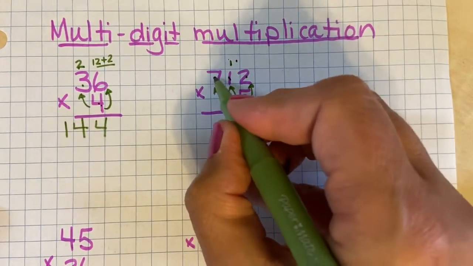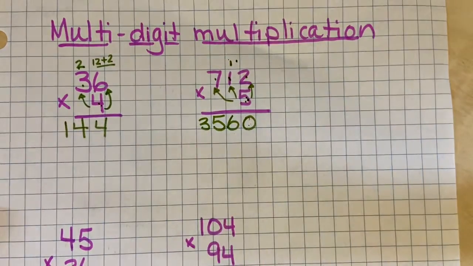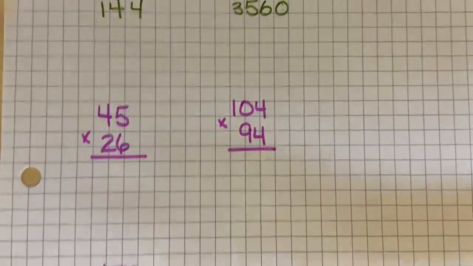Then I would do 5 times 7. Now it's my last number, so I'm going to put the whole thing down. 5 times 7 is 35. Okay, so pretty easy. Anything times a one-digit number, you just multiply all the numbers out.